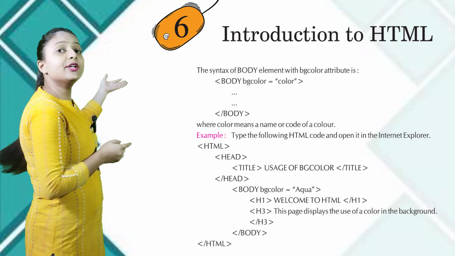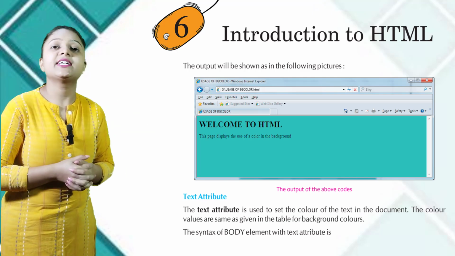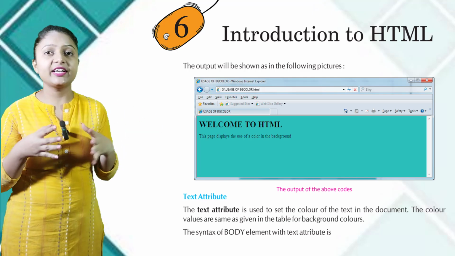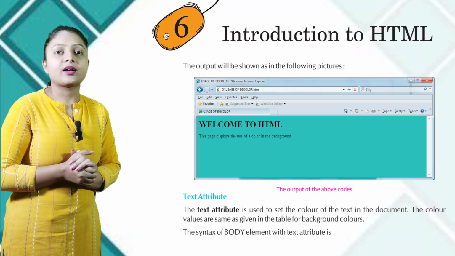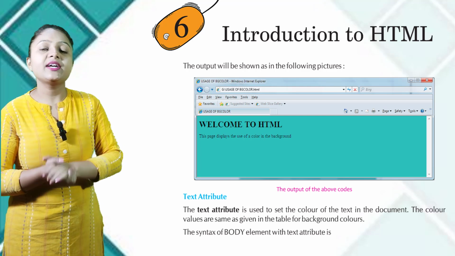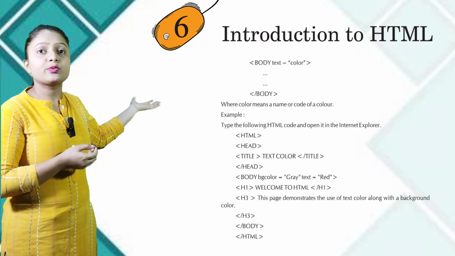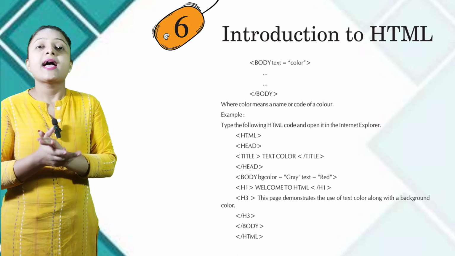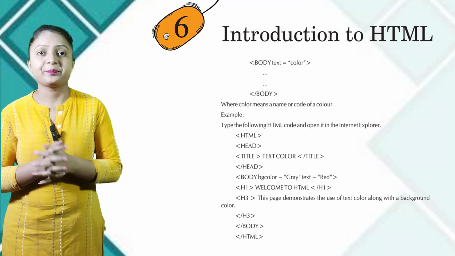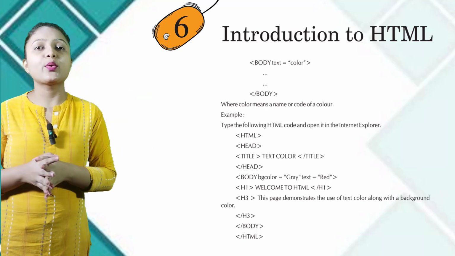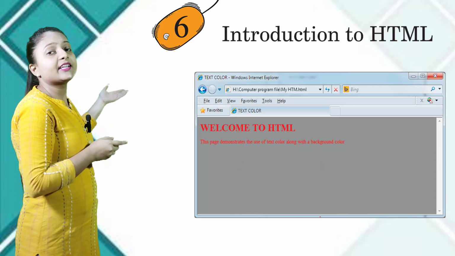Example. As an example, you can see this code and the output is shown in the given picture. Text attribute. The text attribute is used to set the color of the text in the document. The color values are same as given in the table for background colors. The syntax of body element with text attribute is: body opening brackets, text equals color in inverted commas and then your code and then bracket close with slash body tag, where color means a name or code of a color. In this example, you can see the code and you can see the output in the given picture.